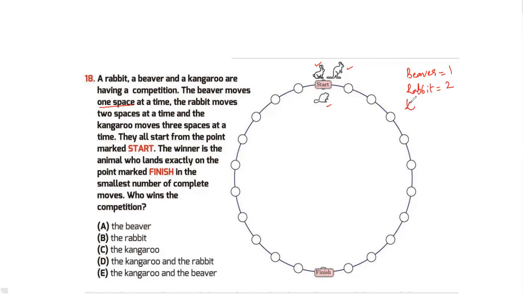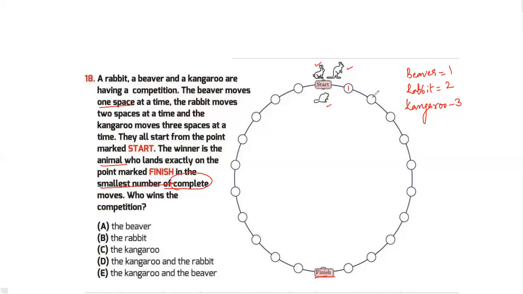And the kangaroo moves three spaces at a time. They all start from the point start. The winner is the animal who lands exactly on the point marked as the finish in the smallest number of complete moves. Who wins the competition?